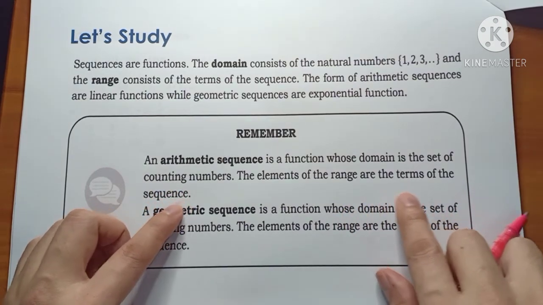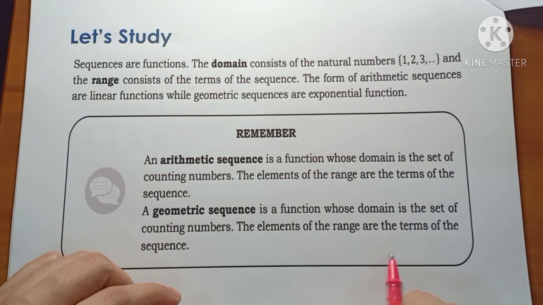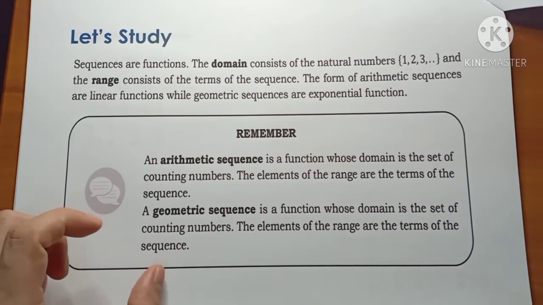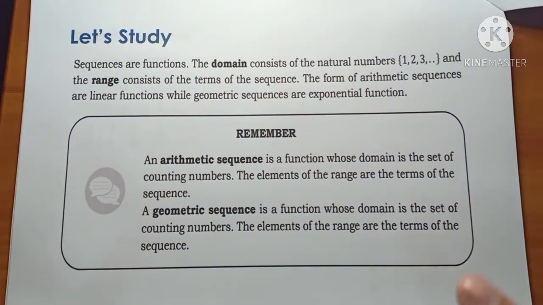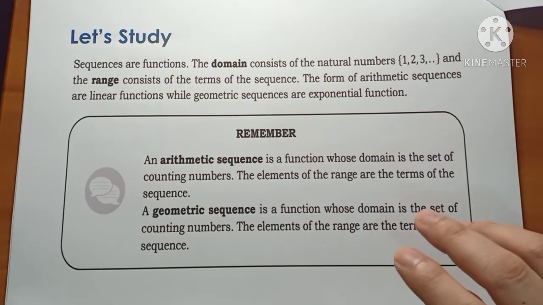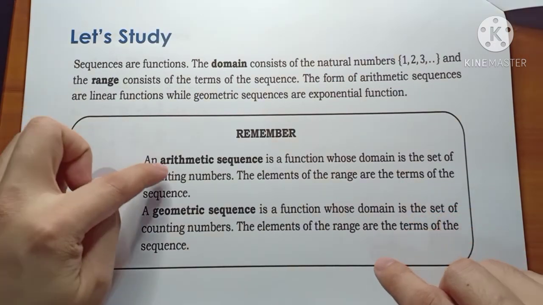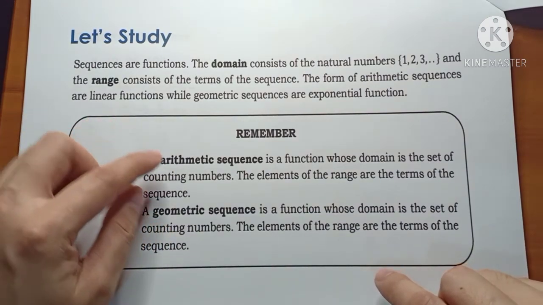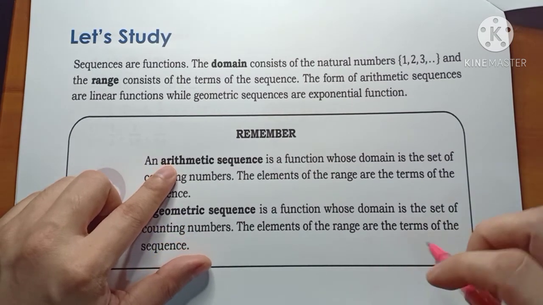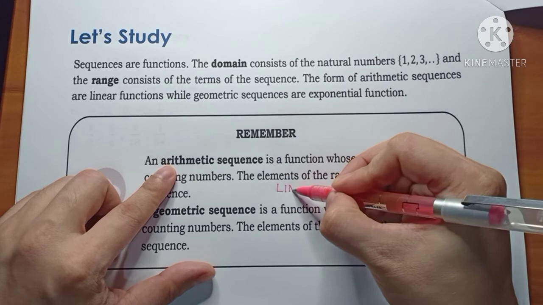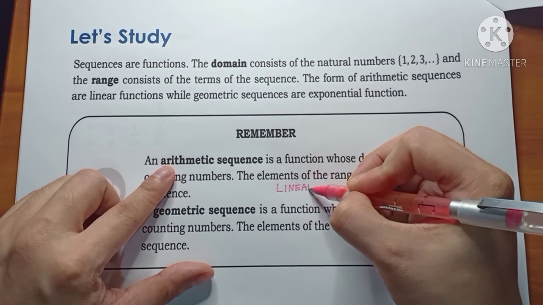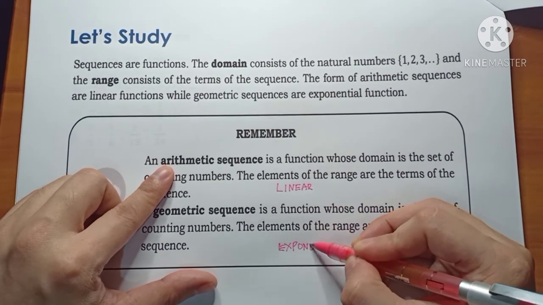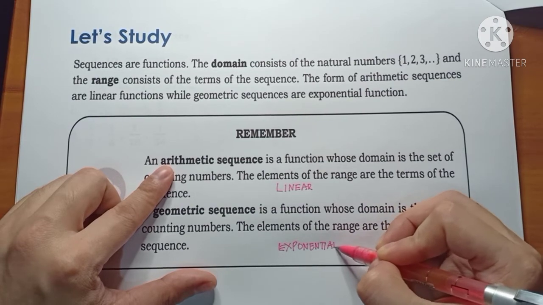So therefore, ang arithmetic sequence is a function whose domain is a set of counting numbers. The elements of the range are the terms of the sequence, and geometric sequence is a function whose domain is the set of counting numbers also, and the elements of the range are the terms of the sequence. So kung mapansin natin, parang pareho lang sila. Pagkaiba lang nila yung kanilang common difference sa arithmetic sequence. Sa geometric sequence naman ay common ratio, at ang kanyang graph sa arithmetic sequence ay linear siya dito, and then sa geometric sequence naman ay exponential. Okay, so yan ang kanyang i-graph natin siya.